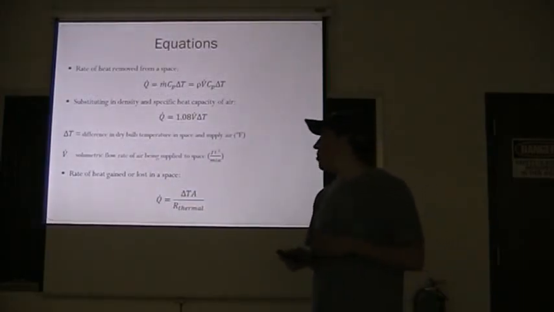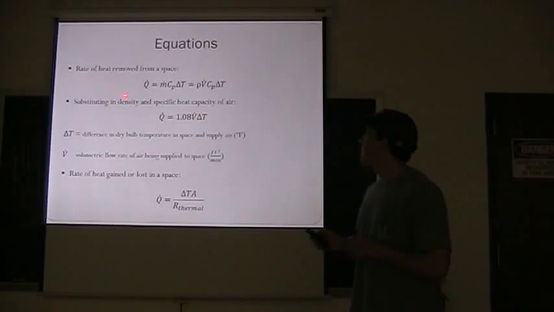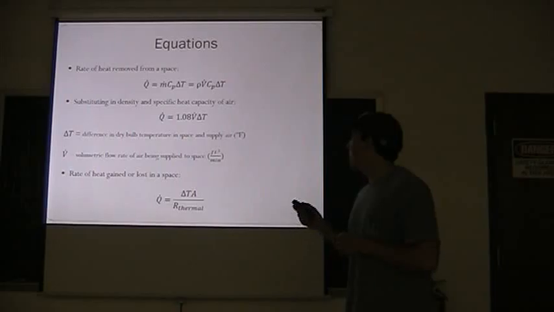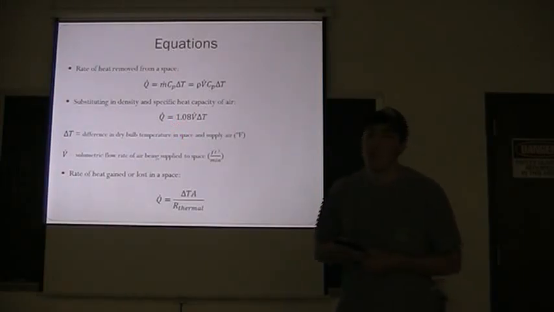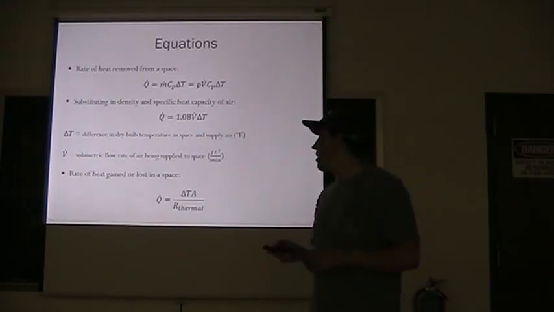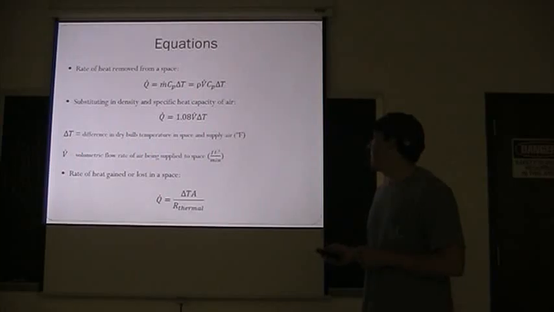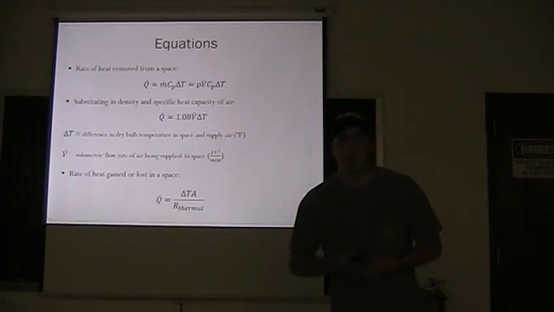So some important equations we're going to need to know to calculate our results. We have the rate of heat removed from a space, which is Q dot equals mCp, or mass flow rate, times specific heat capacity times the change in temperature. Or substituting in, we can find that for this experiment, we use air, and we're going to have that equal to 1.08 times the volumetric flow rate times the change in temperature. And then the rate of heat gained or lost in a space is going to be the change in temperature times the area of the space over the thermal resistance.